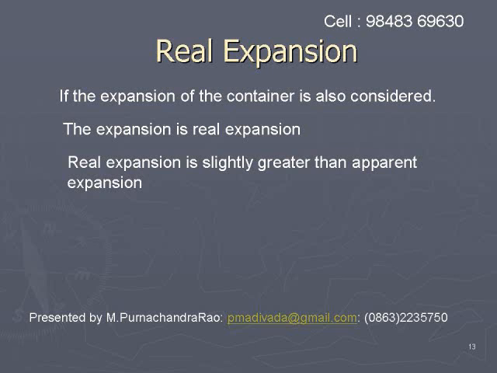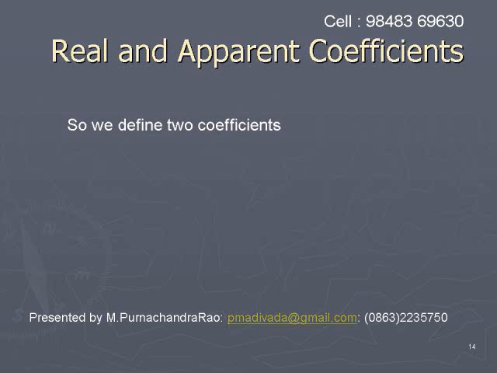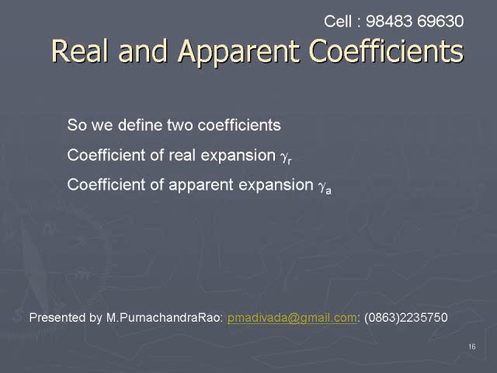So, we define two coefficients for a liquid. One is the coefficient of real expansion, gamma r, and the other is the coefficient of apparent expansion, gamma a.